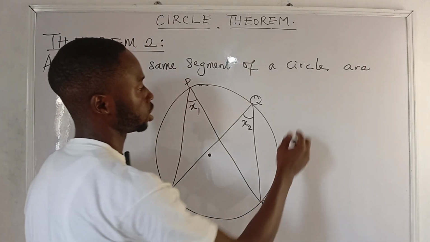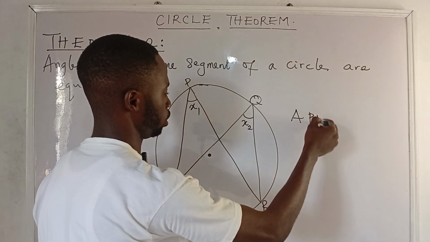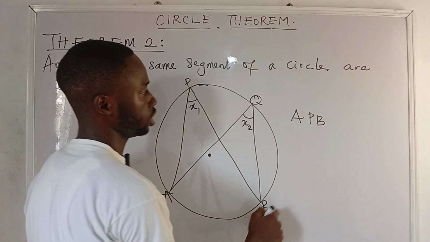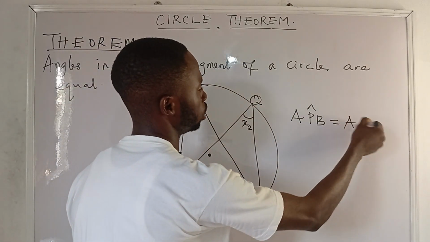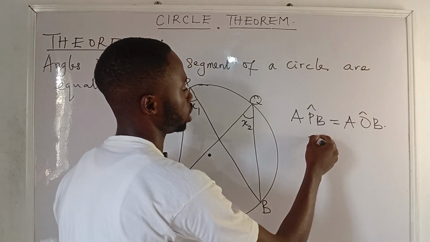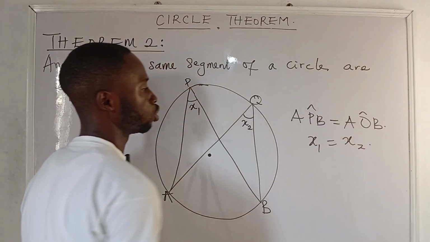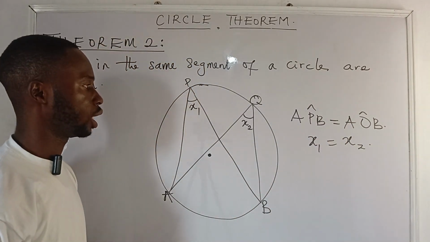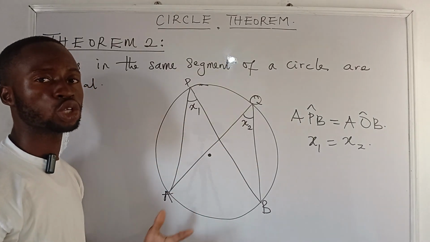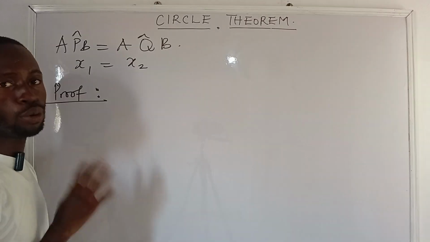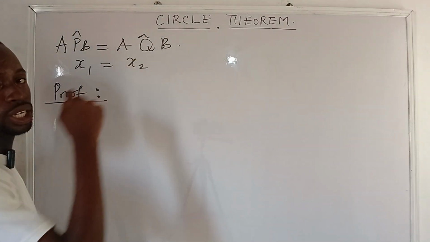So we could say that APB is equal to AQB, then we say x1 is equal to x2. That is, angles subtended at the circumference, both of them are equal. So let us prove this particular theorem. We want to show that APB equals AQB.